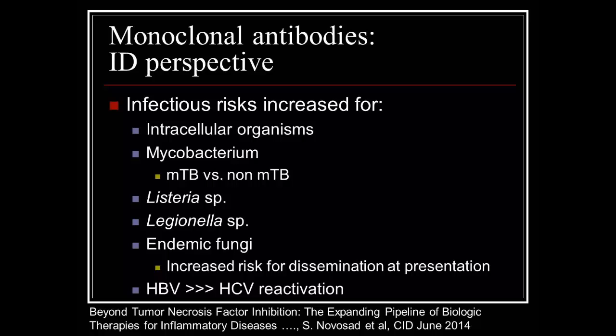What kind of bugs are at risk for monoclonal antibodies? Oftentimes intracellular organisms, mycobacterium, hence the indication to get TB tested prior to receiving a monoclonal antibody. Listeria risk, Legionella, endemic fungus, especially histoplasmosis, and in general they're at risk for dissemination at the time of presentation, and also for hepatitis B reactivation, much more so than hep C.